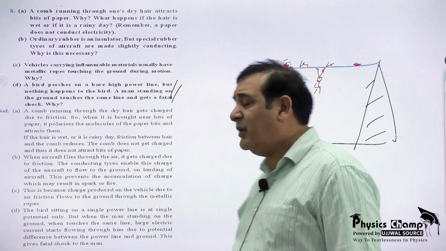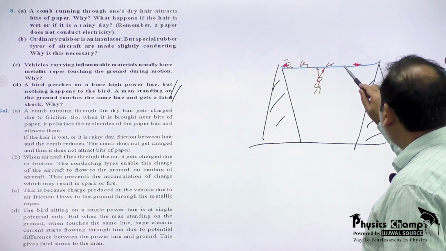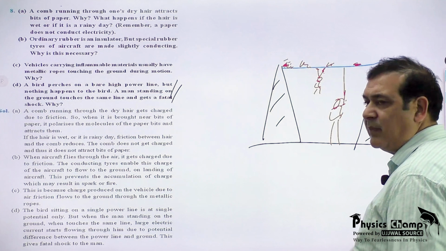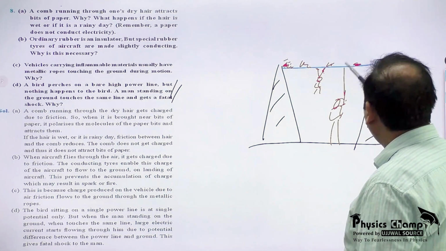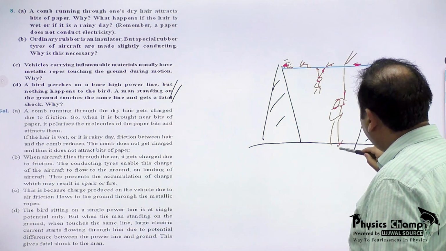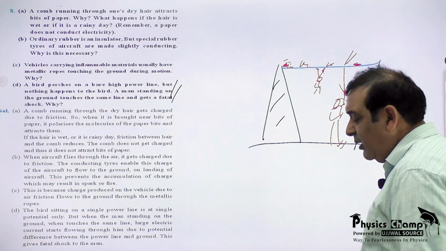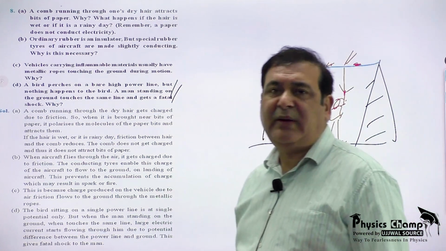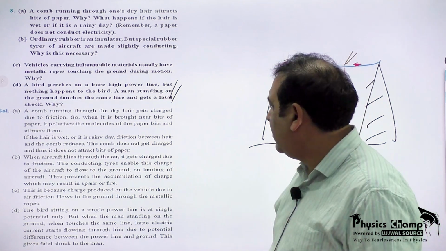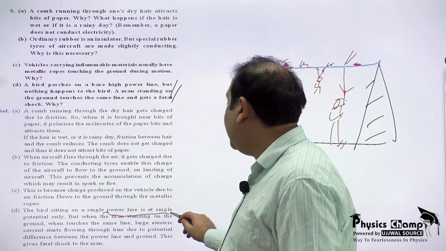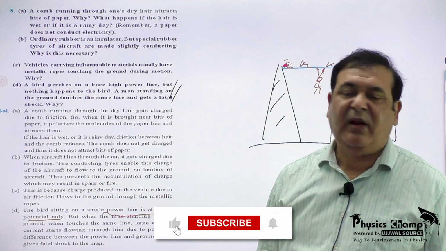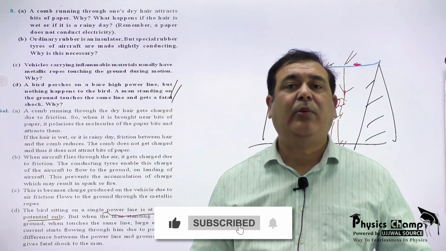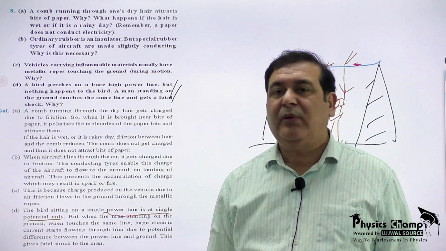But just imagine that a man is touching this wire. This is at high potential, and here it is grounded, so there will be a heavy flow of charge from high potential to ground, and thus the man will get a fatal shock. A bird sitting on a single power line is at a single potential only. There is no potential difference between any two points on its body, so there will be no flow of charge.